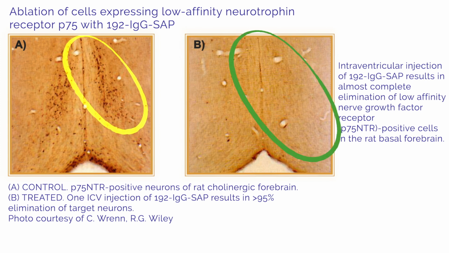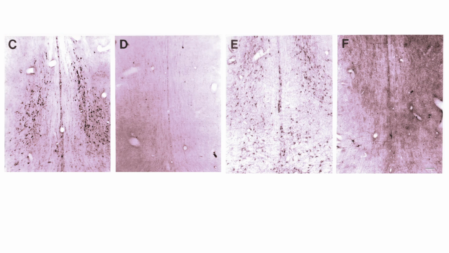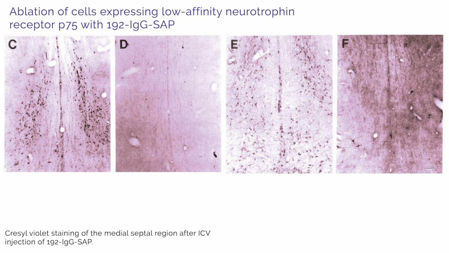What's nice is that you'll notice you're not seeing a lot of physical damage, like a chemical or something burning the tissue to remove it. You're just seeing specific loss of those particular neurons. In this next slide, we're looking at more examples of using 192 IgG-saporin. This is cresyl violet staining of the medial septum region after ICV injection of 192 IgG-saporin.